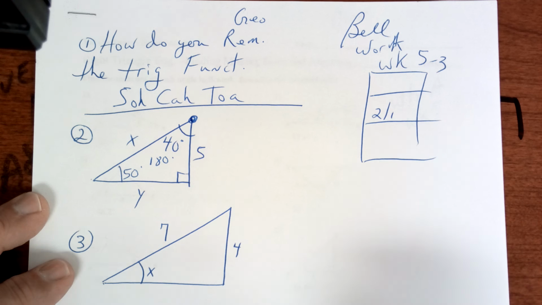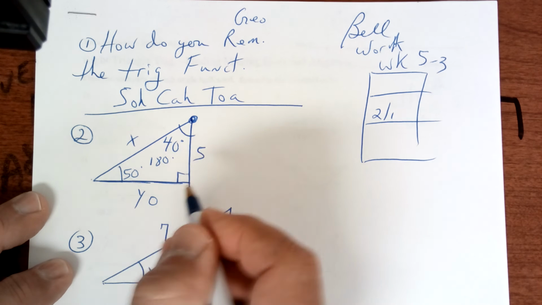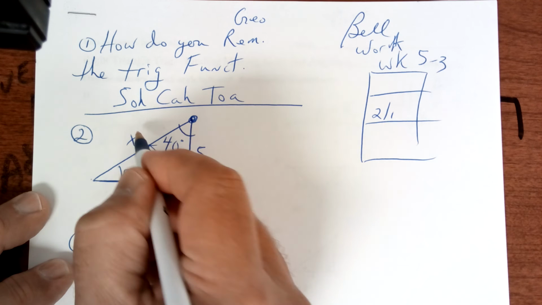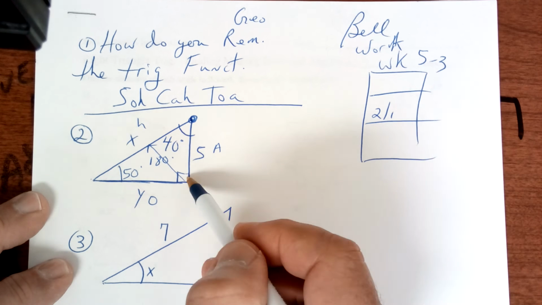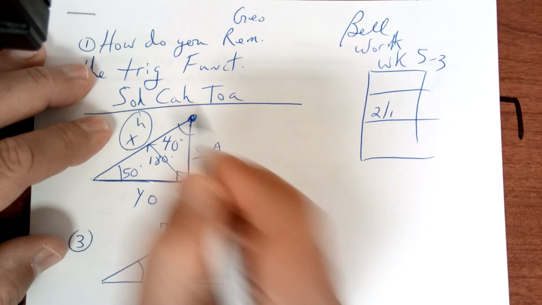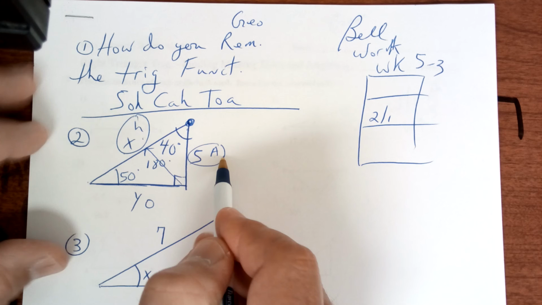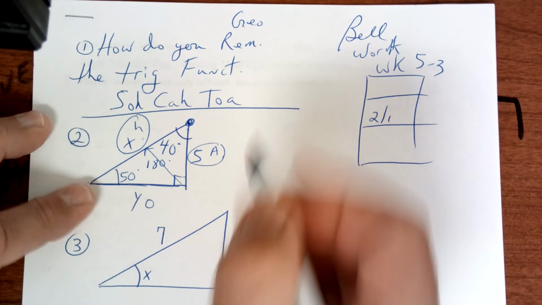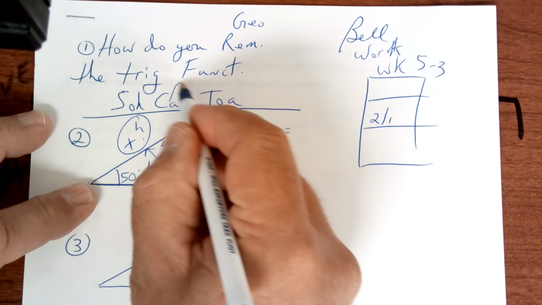So opposite would be this one, straight across. Hypotenuse would be across from the 90, and this one would have to be adjacent as it touches the dot. Okay, so if I'm looking for x, there's an h, and I know this one, which is an a. So HA is this one, so put the cosine of 40 degrees, and then the a goes on top, the h goes on the bottom.